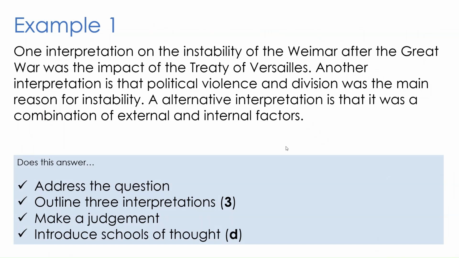Okay, you've now done one of two things. You've either paused the video and done this properly, or you can't be bothered and you're just going to listen through. Either way, that's absolutely fine. Let's have a look together. One interpretation on the instability of the Weimar Republic after the Great War was the impact of the Treaty of Versailles. So there's one interpretation there. Another interpretation is that political violence and division was the main reason for instability. That's a second one. An alternative interpretation is that it was a combination of external and internal factors. So it's quite clearly 3 interpretations there.